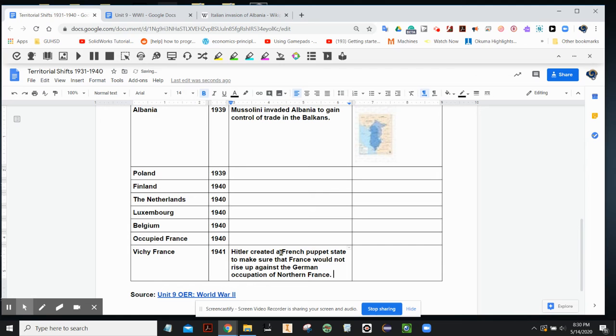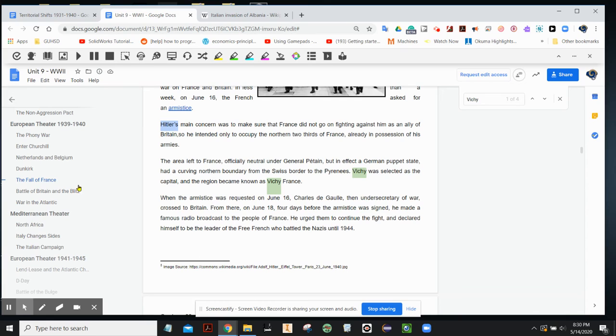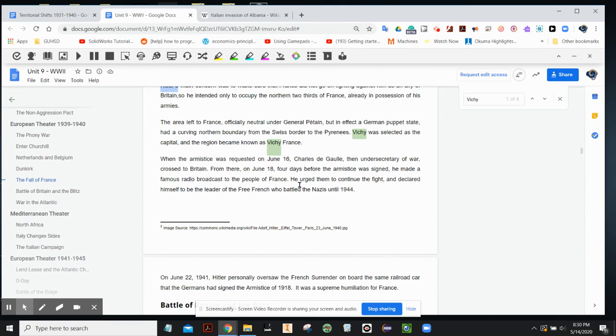That made a lot of sense, but as soon as Hitler did that, you can go back here to the reading. Charles de Gaulle, the then Undersecretary of War, crossed over to Britain, and from there, on June 18, 4 days before the armistice was signed, he made a famous radio broadcast to the people of France. He urged them to continue to fight and declared himself to be the leader of the Free French who battled the Nazis until 1944.